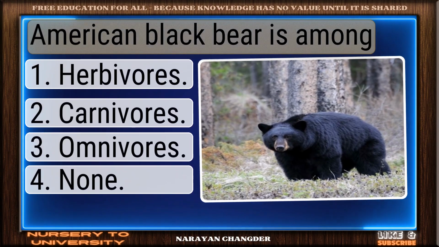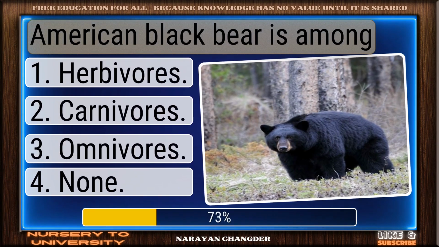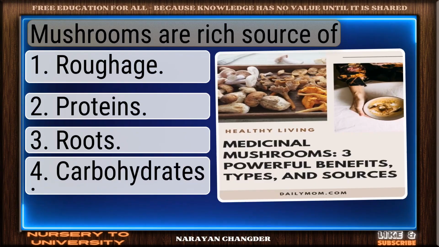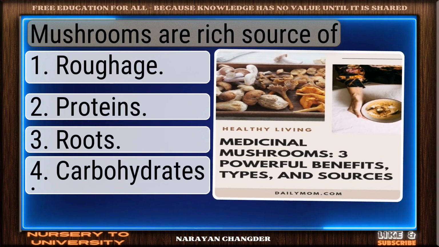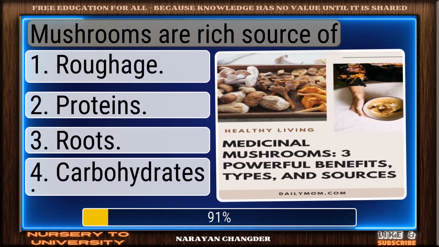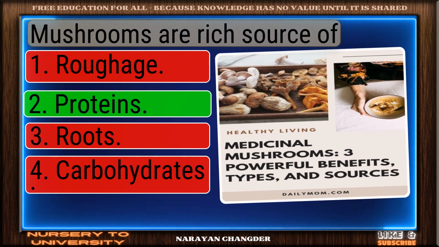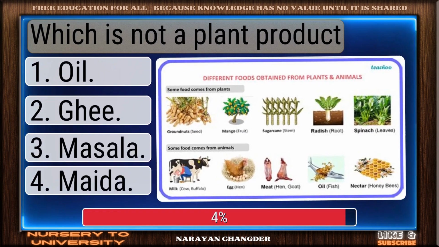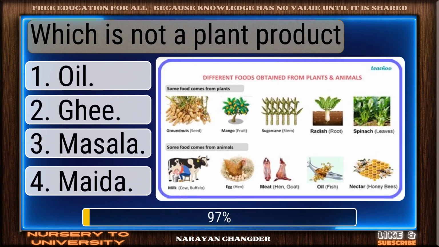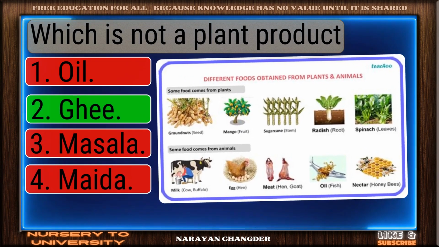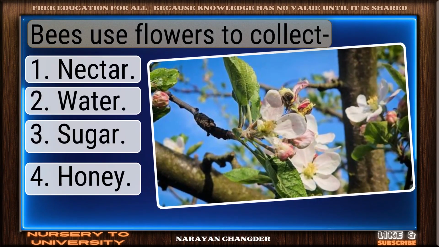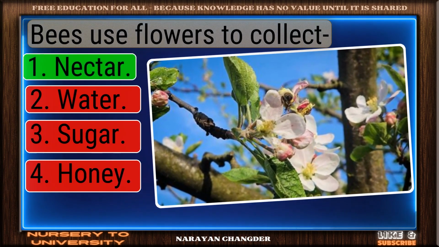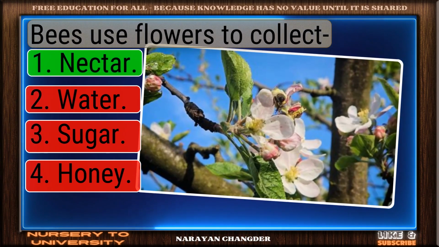American black bear is among. You got it. Your choice, omnivores, is right. Mushrooms are rich source of. Nicely done. Proteins is a solid answer. Which is not a plant product. Well reasoned. Ghee is the correct choice. Bees use flowers to collect. Great job. Nectar is the accurate answer.